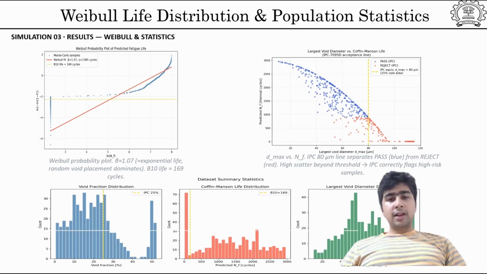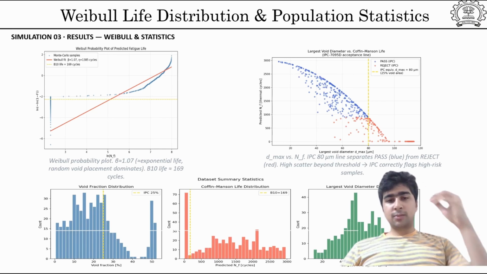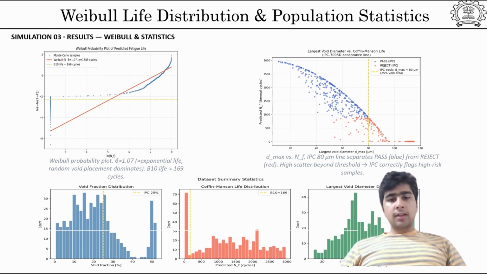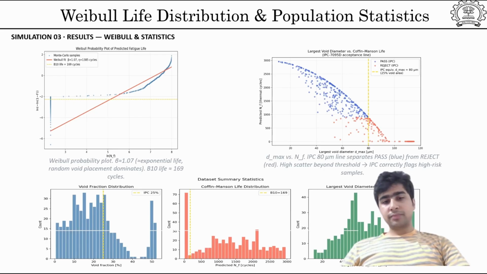On the top right, largest void diameter Dmax versus predicted NF has been shown. The blue points are the points that have passed the IPC test, and the red points are the points that have failed the IPC test. Large voids, even a single one, push NF toward zero, regardless of total void fraction. This confirms that Dmax is a necessary complementary inspection metric.